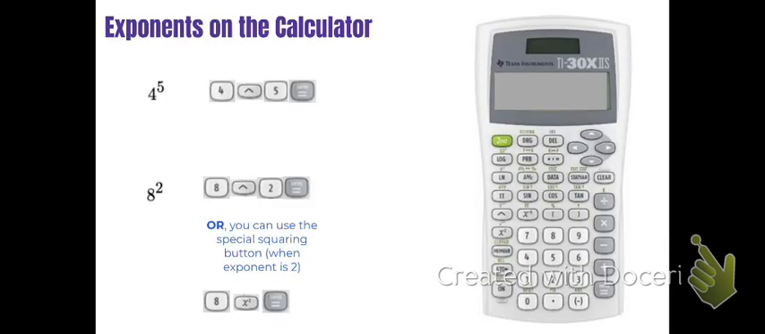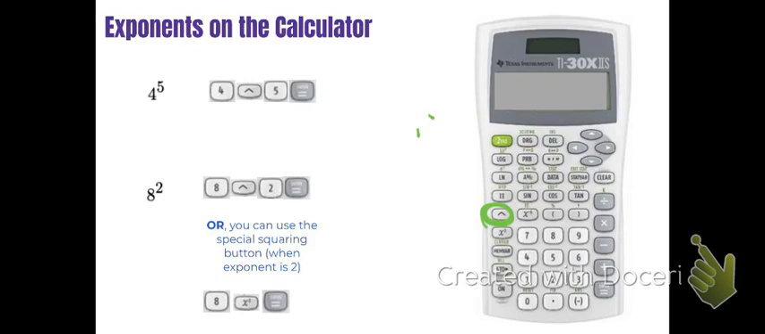I want to review how to use exponents on your calculator because some of the formulas require exponents. If I want to find out what 4 to the 5th power is, then I'm going to use this button right here. It's called the caret button. I think it looks like an arrow that's kind of pointing up and saying the next number is going to be up there. So it's 4 caret 5 equals.